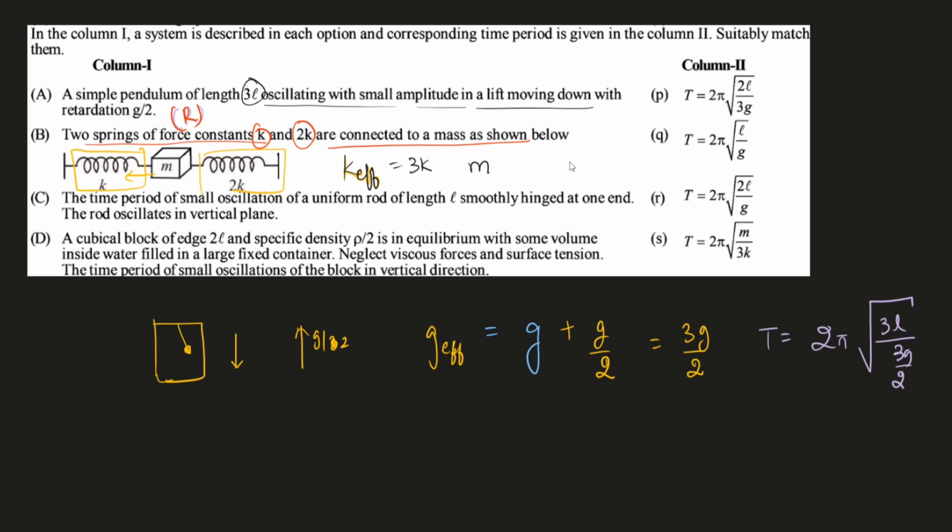And we know by our experience that the time period for spring mass systems is equal to 2 pi root of m by k, and k effective to be more precise. And k effective right here is 3k, so this option right here. So the answer is S to part B.